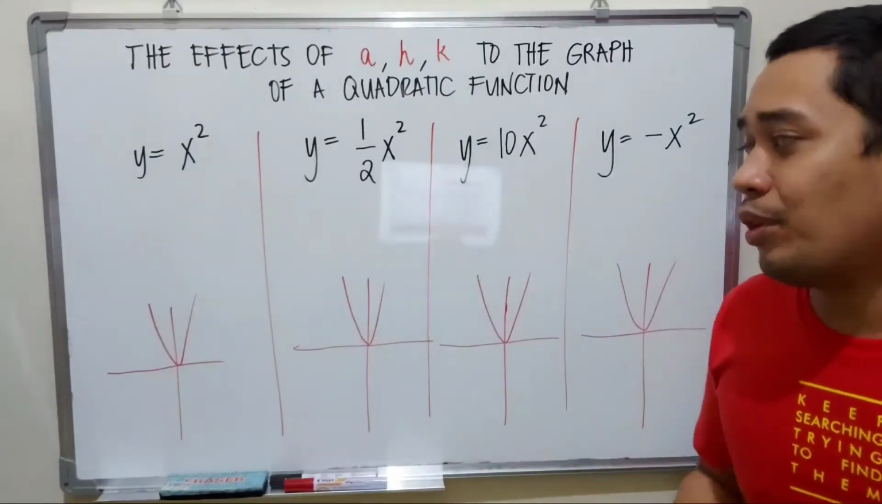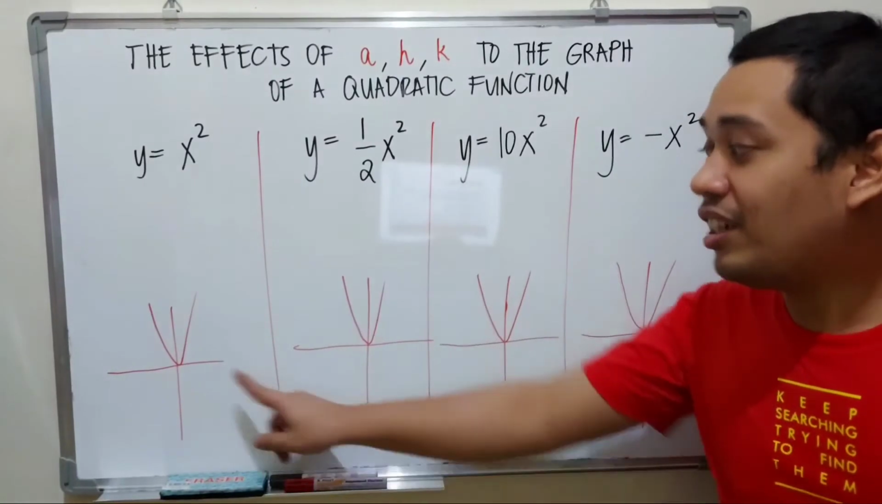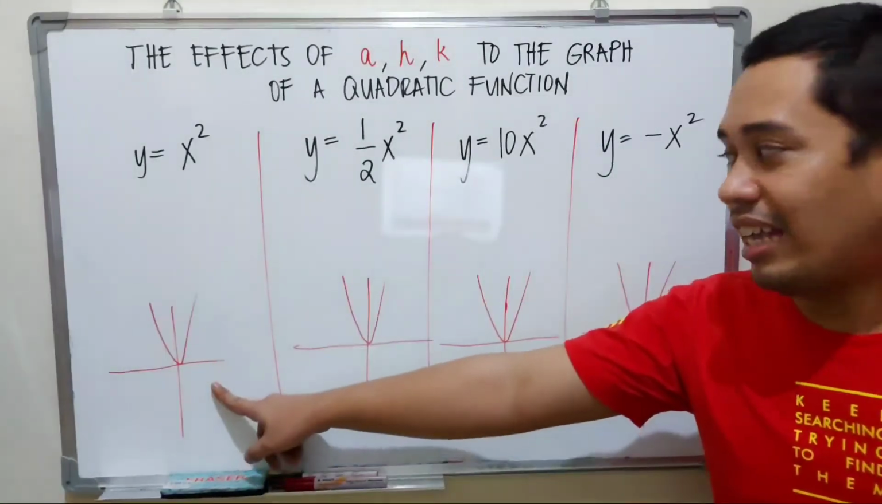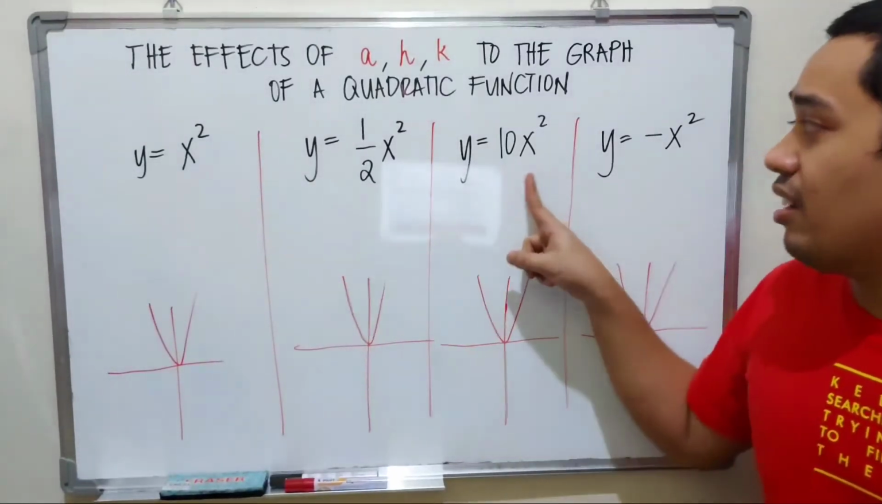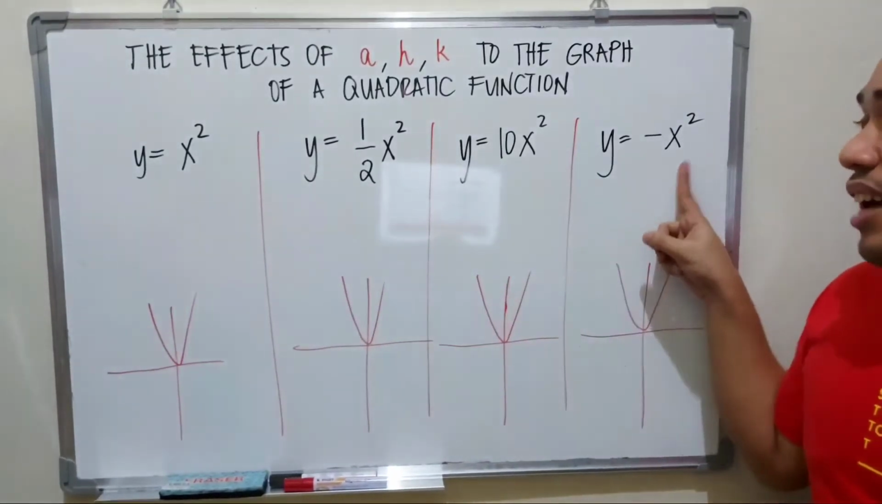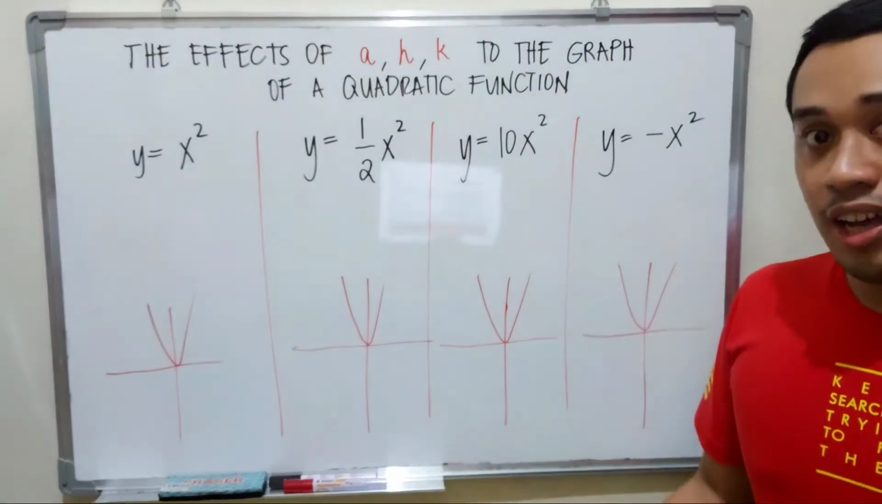Let's say for example, our standard equation is y is equal to x squared. Siya yung lagi nating pagbabatayan. Iko-compare natin yung mga graphs ng 1 half x squared, 10x squared, at negative x squared doon sa ating original graph na y is equal to x squared.